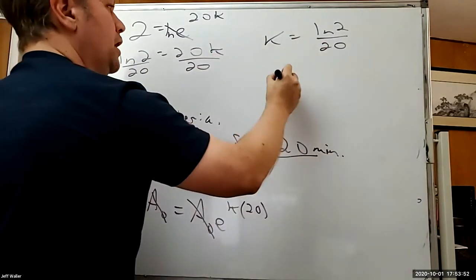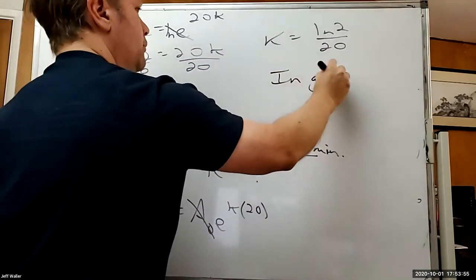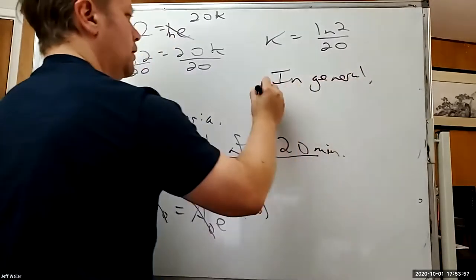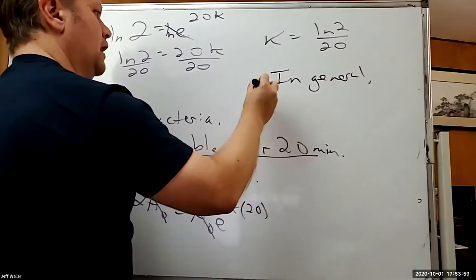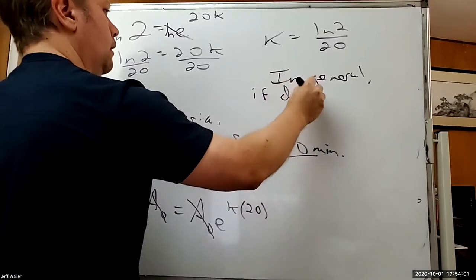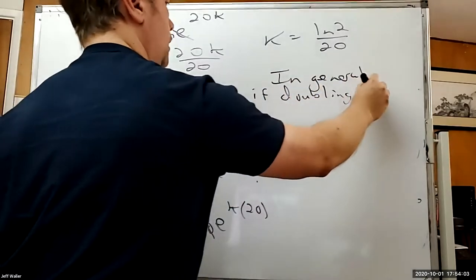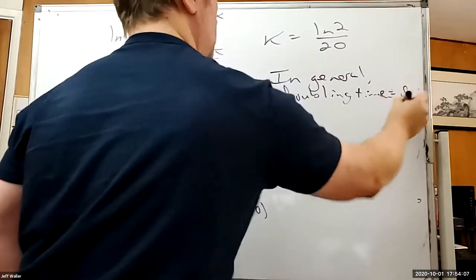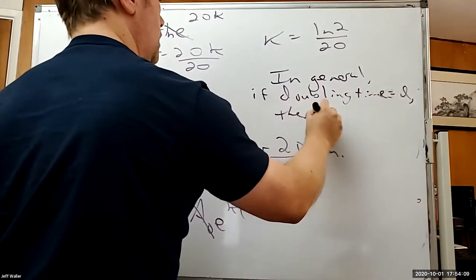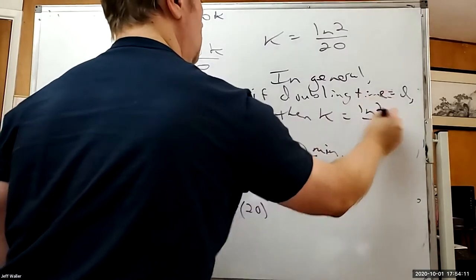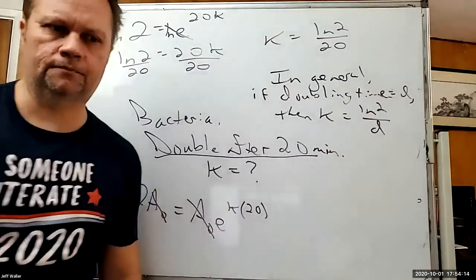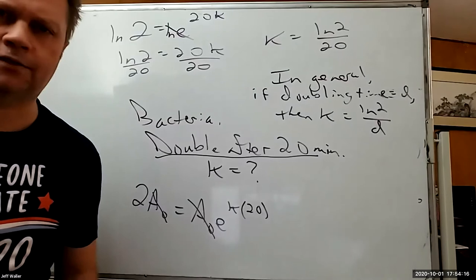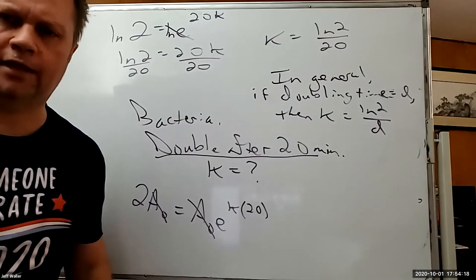So in general, I can't even remember if the book tells you this. In general, if doubling time is D, then K equals the natural log of 2 over D. I think they say that in there somewhere. Same thing with half-life, we'll see a similar thing happen.